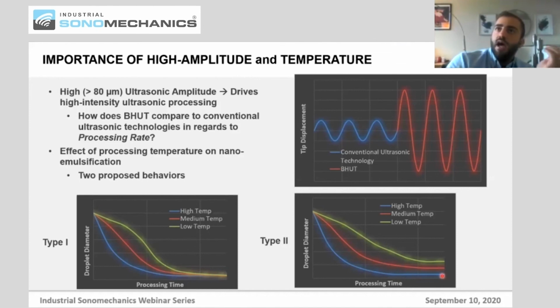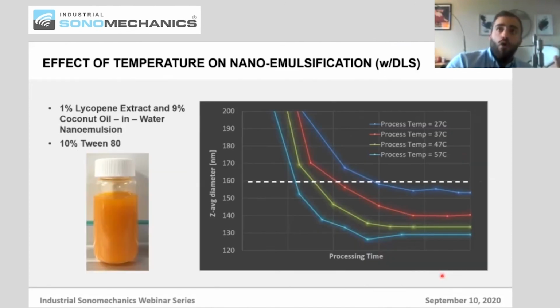And we looked into this with the lycopene extract and coconut oil in water nanoemulsions with Tween 80. In the studies performed here, we operated at 4 different temperatures. And we can see that at the highest temperature, the processing rate is the fastest. We get down most quickly in the shortest amount of time. And we're actually able to achieve the smallest droplet size. So with increasing temperature, our processing rate increases, and our droplet size decreases for this nanoemulsion formulation.